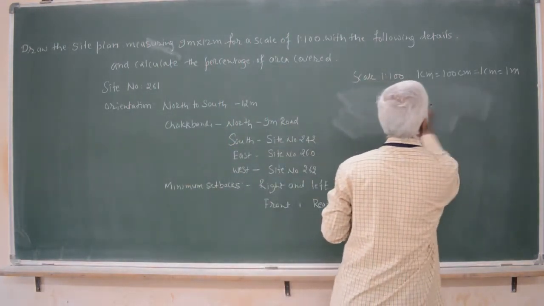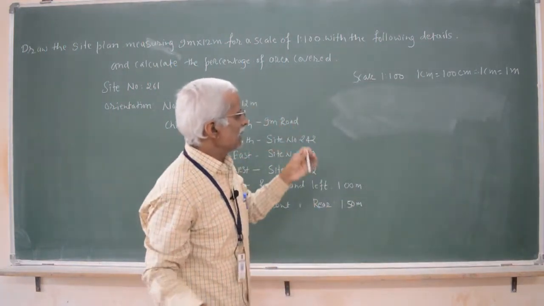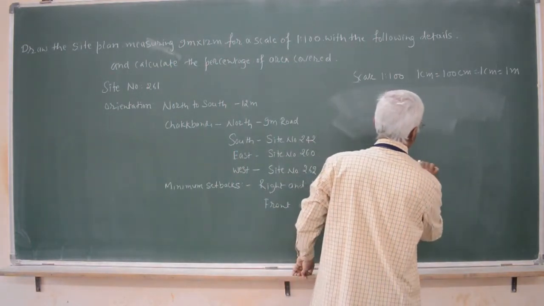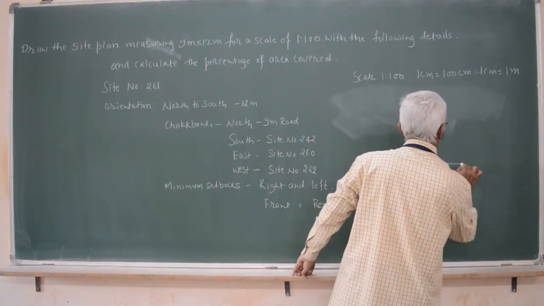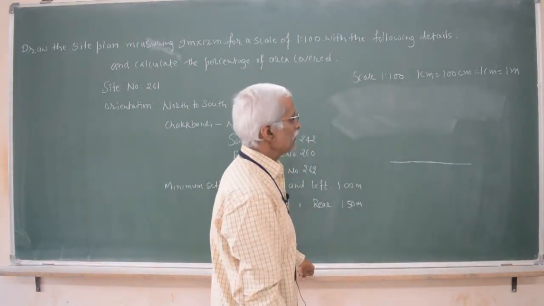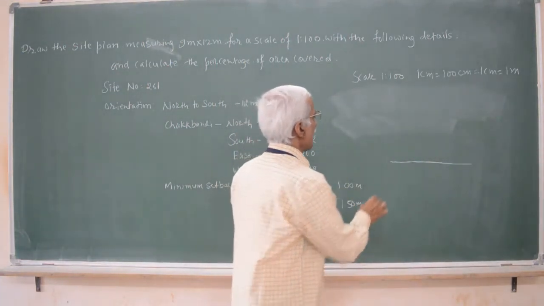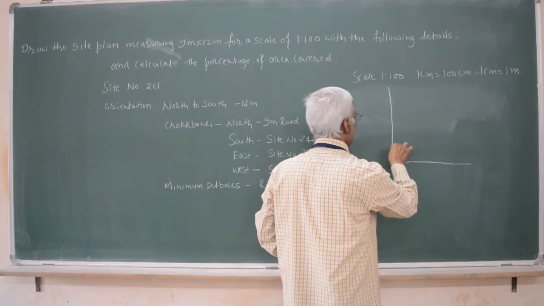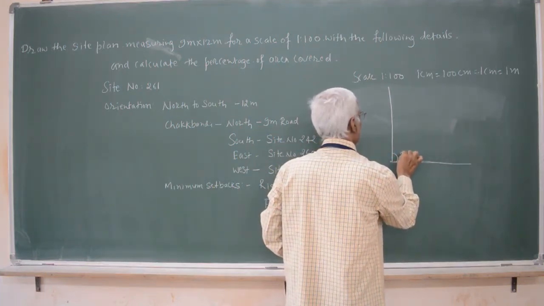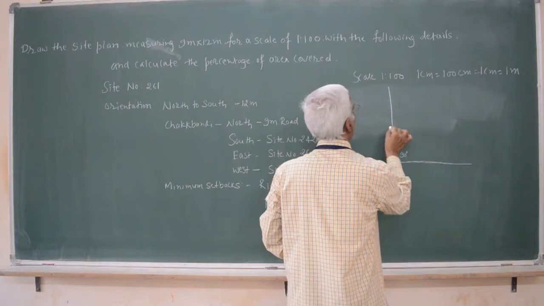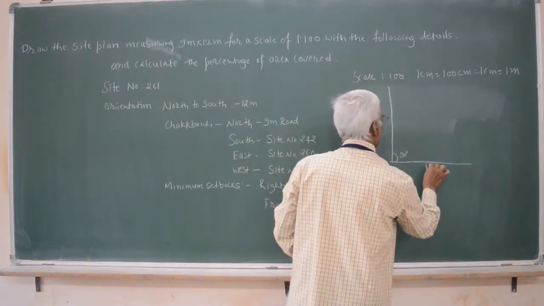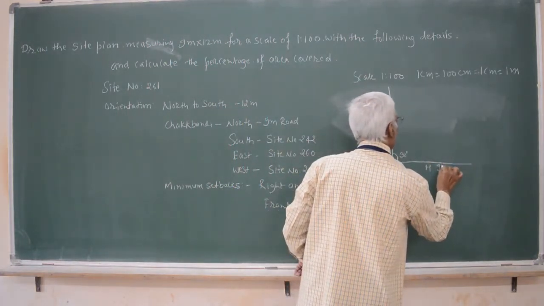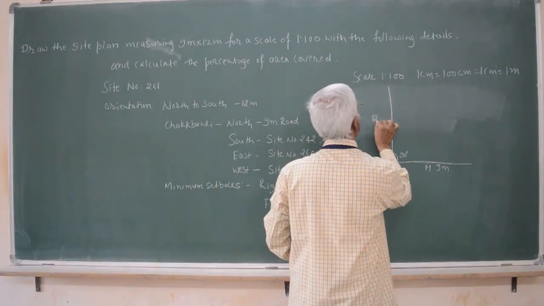Now you know the scale. First, what we have to do? First we have to draw a horizontal line measuring 9 centimeter. That means that is 9 meter. And exactly to this line at one end, at right angle, at 90 degree, you have to draw one more line. This is the horizontal line, this is the vertical line. This is 9 meter and this is 12 meter.